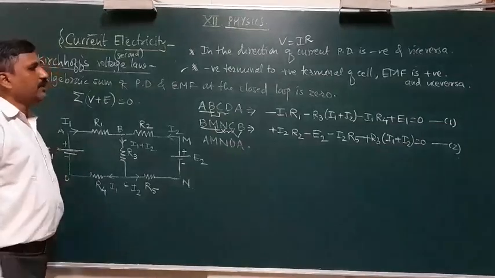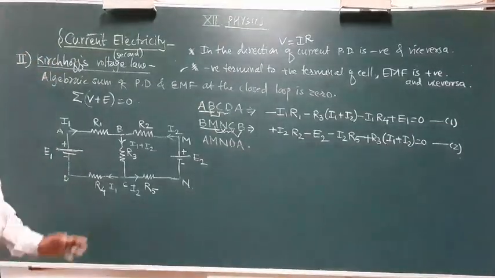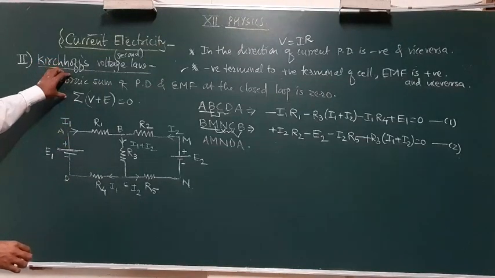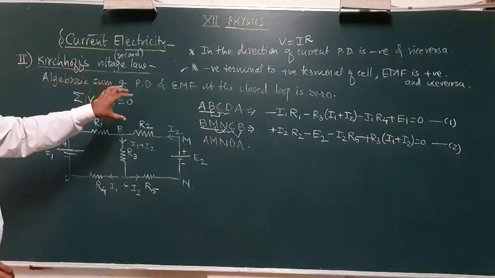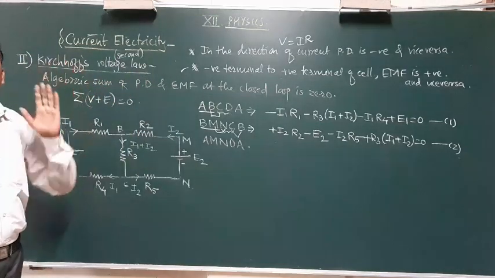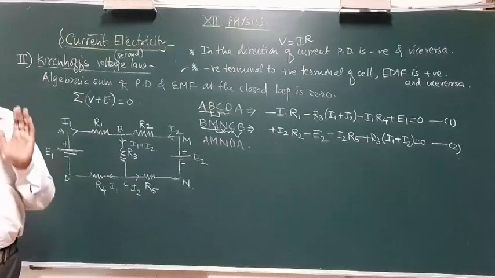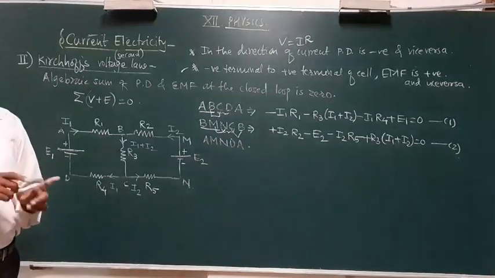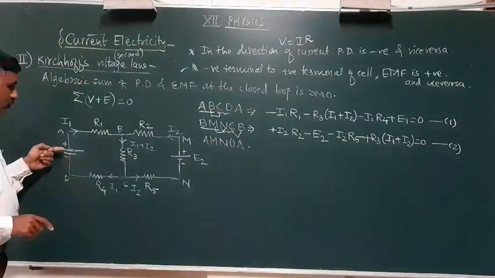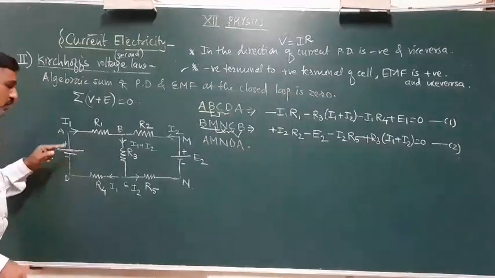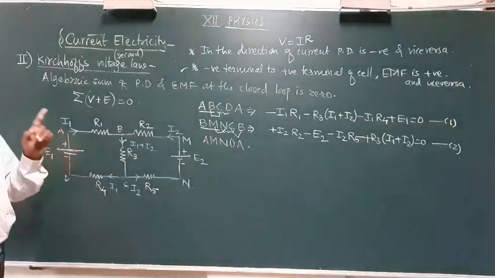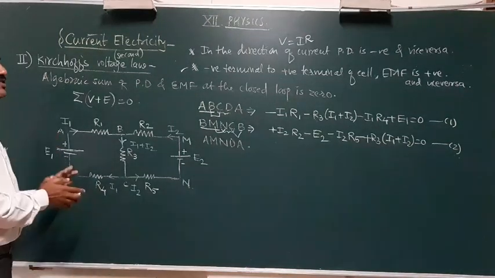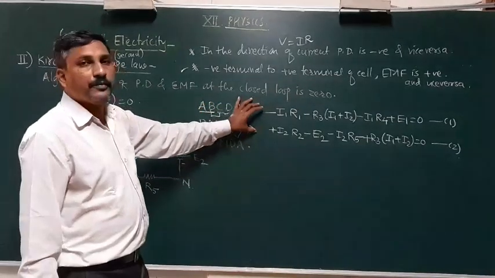Here the algebraic sum of potential differences across any closed loop equals 0. This is the statement of Kirchhoff's second law. Sign conventions are very simple. If you trace the loop in the direction of current, potential difference is negative. If you trace the loop against the direction of current, then potential difference is positive. If you trace the loop positive to negative terminal, EMF is negative. Negative to positive terminal, EMF is considered positive. These are Kirchhoff's sign conventions, and using them, we can write the equations.